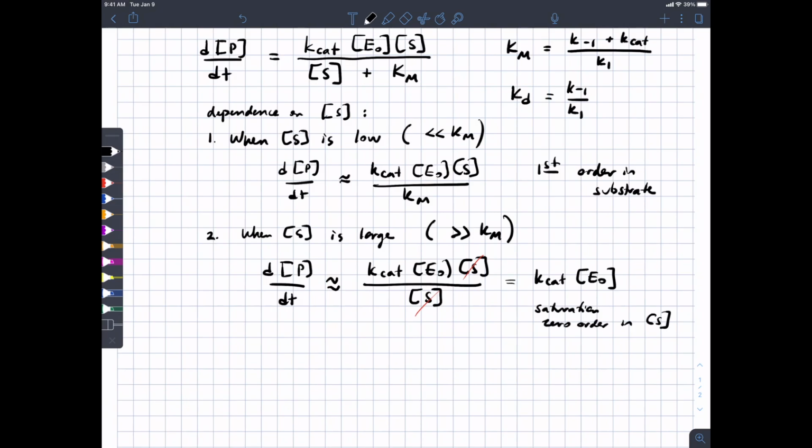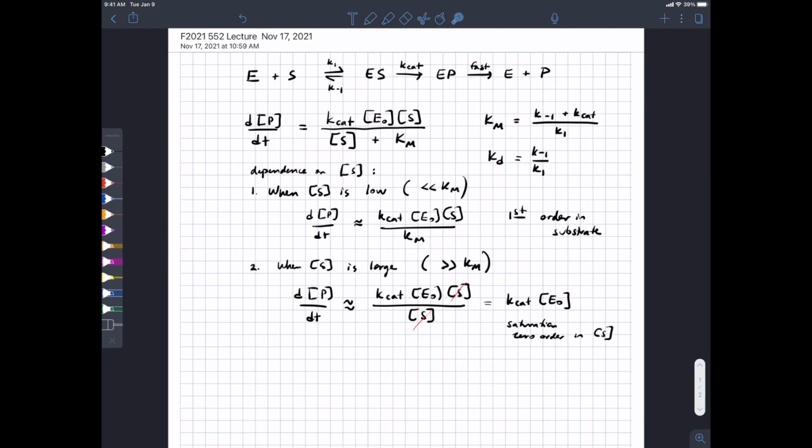And that's what this represents: saturation, that is zero order dependence on substrate concentration. And this makes sense if you have enough substrate here that you've bound up all the enzyme. Adding more substrate doesn't get you anything, right? Because you've already taken up all of the enzyme that you can. The only way you can bind the enzyme again is if you free up the enzyme by converting to product.